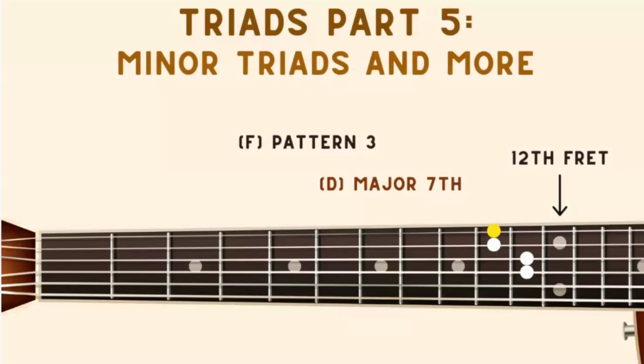And the way I would do this one is just bar the 10th fret with your first finger, the second and first strings, and then just bring your third finger on the third string and your second finger on the fourth string like this.